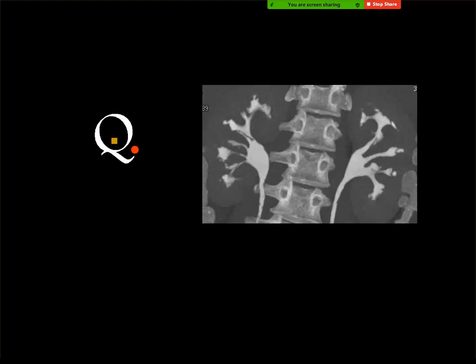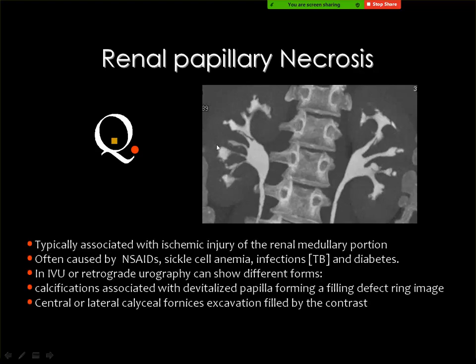Papillary necrosis. Yes, and this is right. Renal papillary necrosis. And you can see the contrast material within the apex of the pyramid, which is one of the criteria of papillary necrosis. And you know that this lesion is intimately related to non-steroidal anti-inflammatory drugs, is also seen in sickle cell anemia, in infections like TB, and in diabetics.